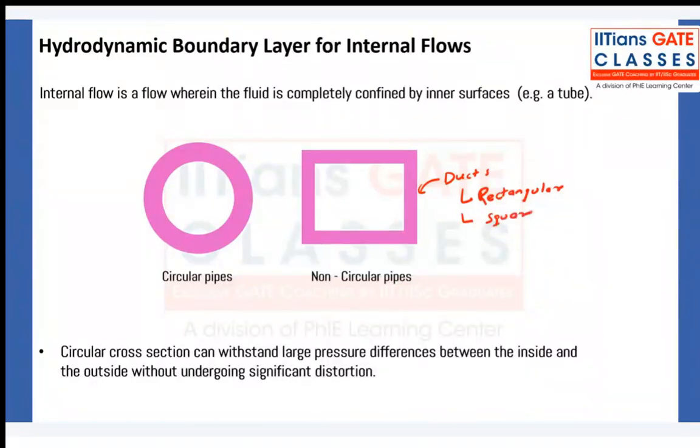Okay. So circular cross section can withstand large pressure. That's why we usually use it for transporting fluid. It can withstand large pressure differences between the inside and outside without undergoing significant distortion. That is why most significantly we see circular pipes. Only in air conditioning, mostly we use rectangular ducts and all. Okay. Chalo.